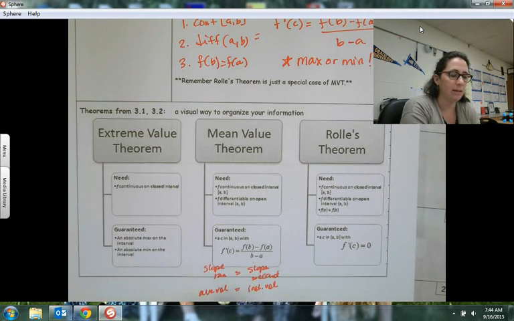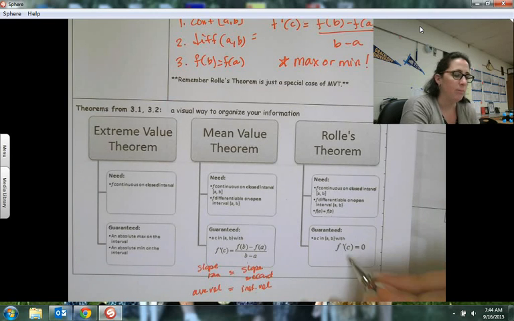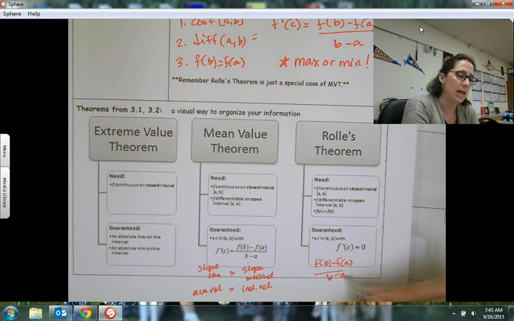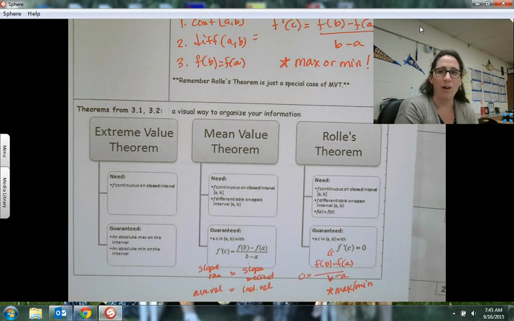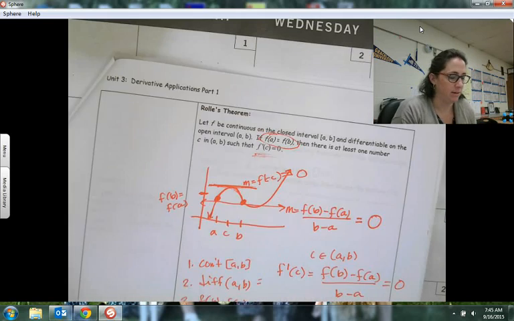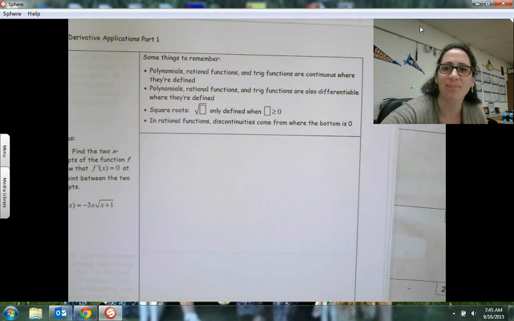And here it's guaranteed that f prime of c equals 0 because f of b minus f of a over b minus a equals 0, and that I'm going to have a max or a min. Alright, so there are the big ideas. Now we're going to get to some examples. We'll do that in the next part.